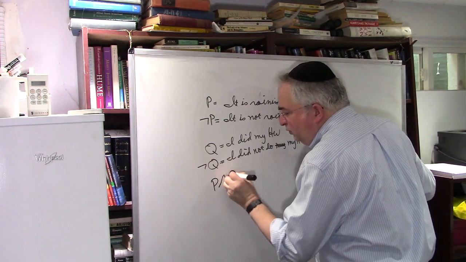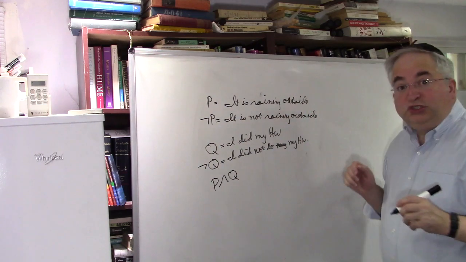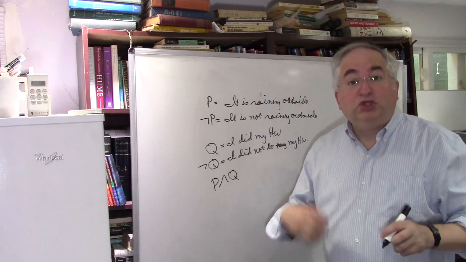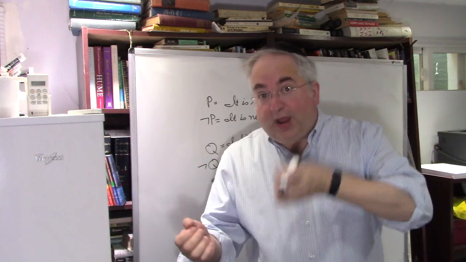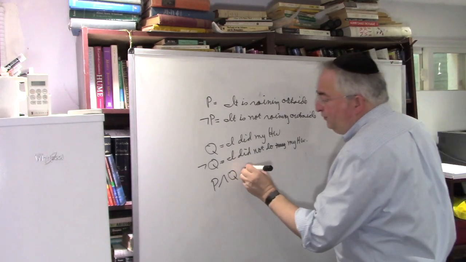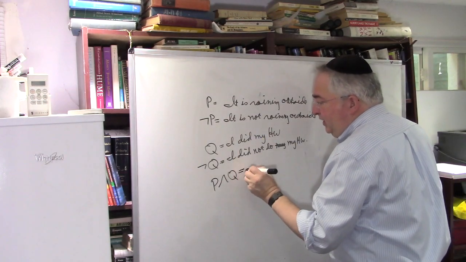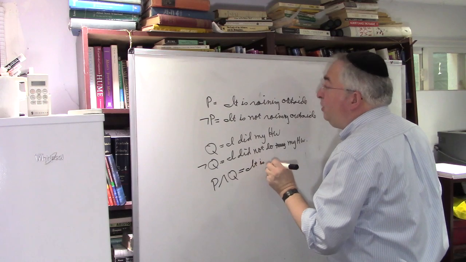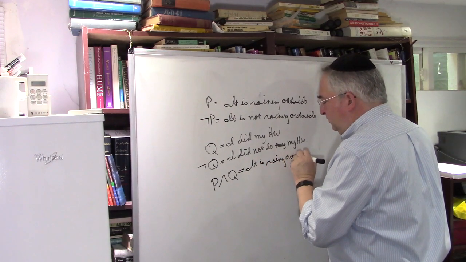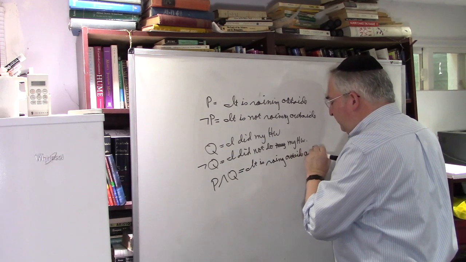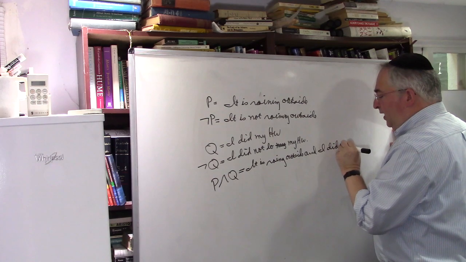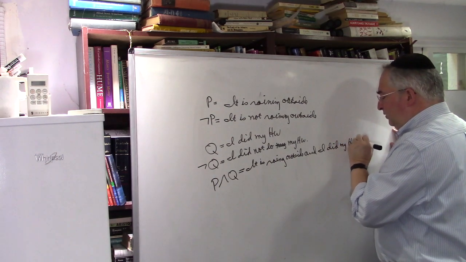P and Q, that's a new statement. P is a statement, Q is a statement, and P and Q is a new statement, just like one number plus another number gives you a new number. P and Q stands for, in this case, it is raining outside, and I did my homework.